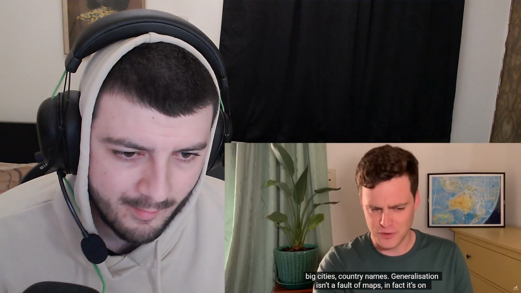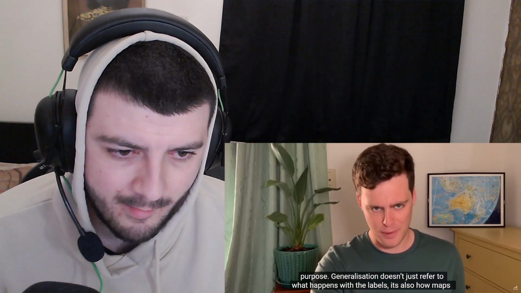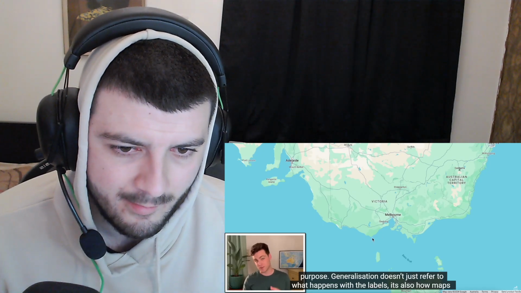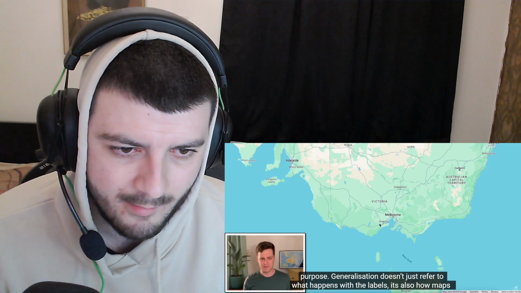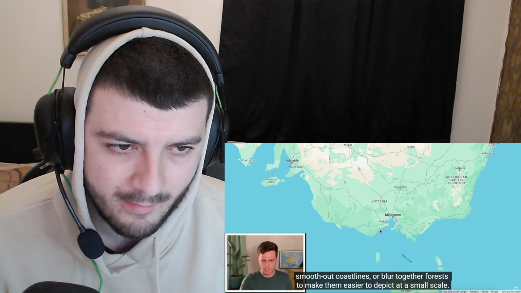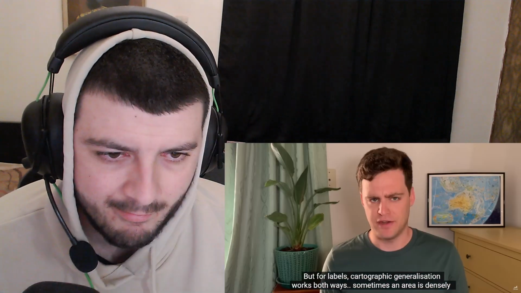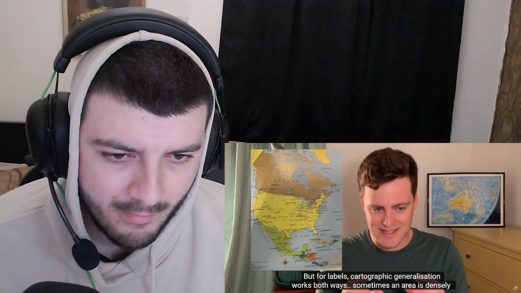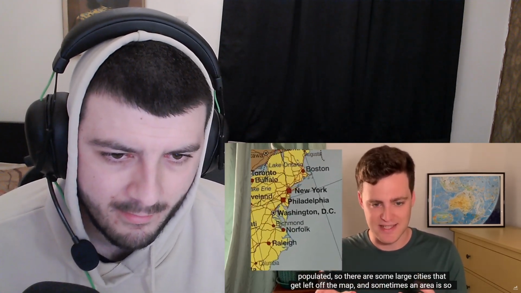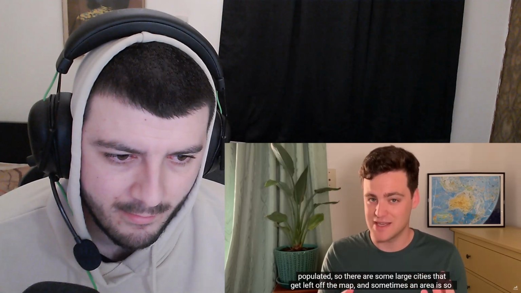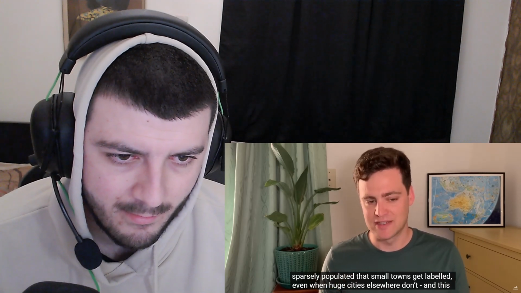Generalization isn't a fault of maps. In fact, it's on purpose. And it doesn't just refer to what happens with the labels, it's also how maps smooth out coastlines or blur together forests to make them easier to depict at a small scale. But for labels, cartographic generalization works both ways. Sometimes an area is densely populated, so there are some large cities that get left off the map, and sometimes an area is so sparsely populated that small towns get labeled, even when huge cities elsewhere don't.